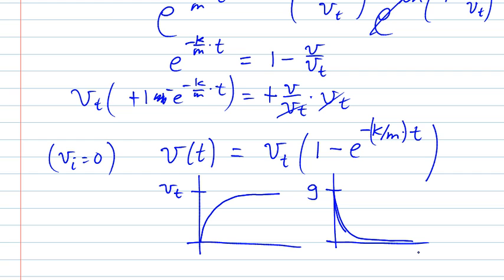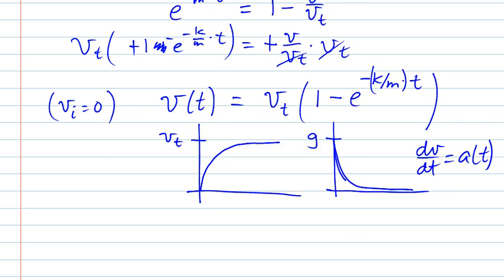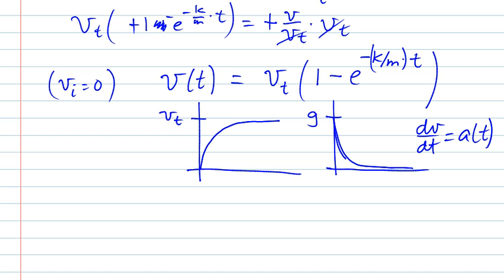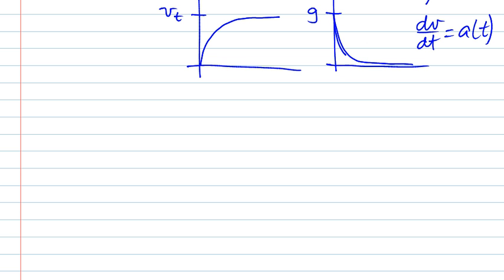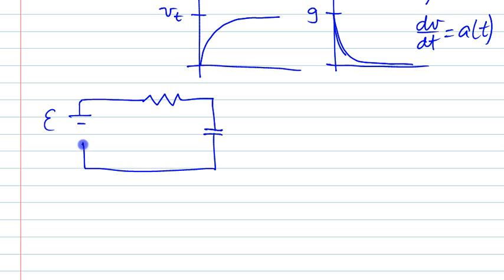And I could show you this by taking the derivative, so I could do dv dt to get back to a as a function of time. But let's move on to what happens with RC circuits. Okay, now in an RC circuit, you've got a battery, you have a resistor, and you have a capacitor.